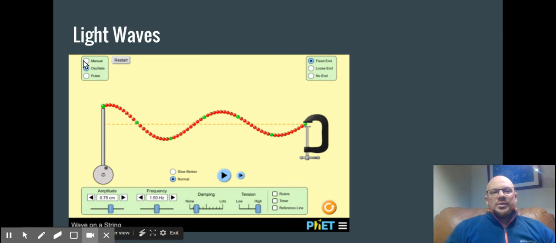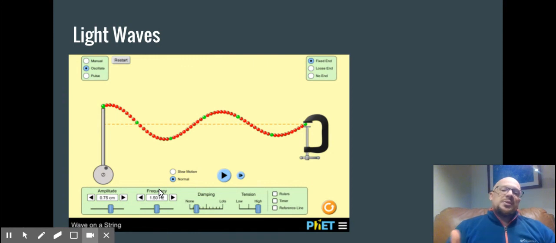Up here, you can set it on manual or oscillate. Oscillate, it's going to go up and down on its own. Manual, you would have to click and drag and move it around. Over here, a fixed end, which is what it's set at right now. A loose end, which would take away this clamp, and it would just be like a string that would be loose, and no end. It actually pops up a window and it goes out the window. And so you can see how the wave changes based on these different settings.